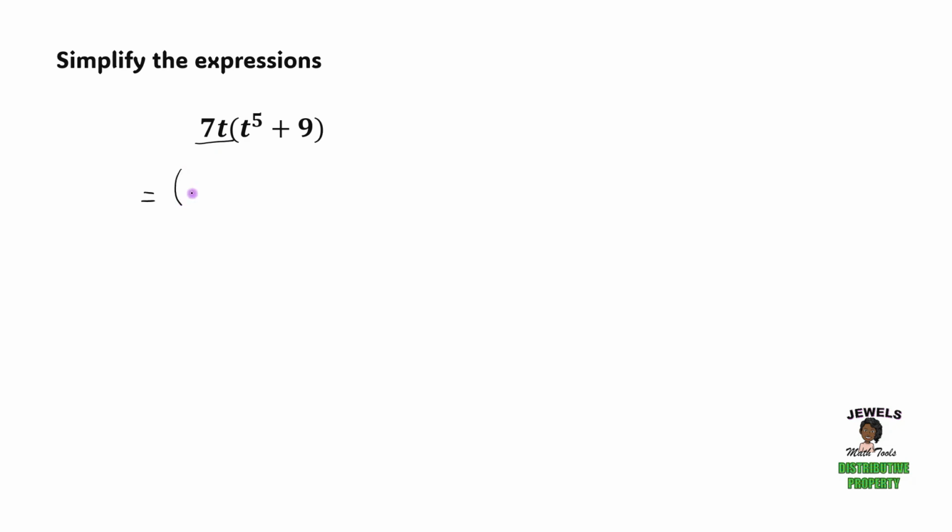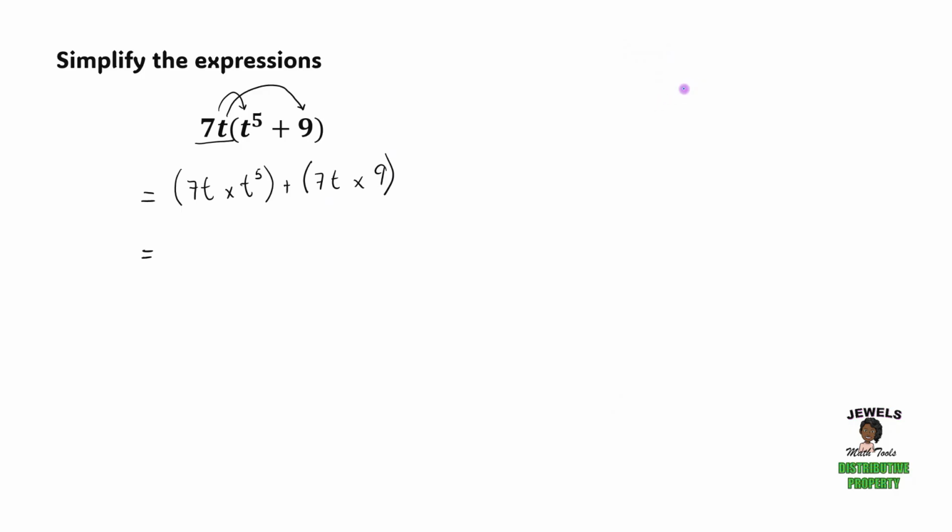So that means that my 7t will be multiplied to my t to the fifth, and then it will be multiplied also to my 9. And we will begin simplifying or working out each of these brackets at the side.